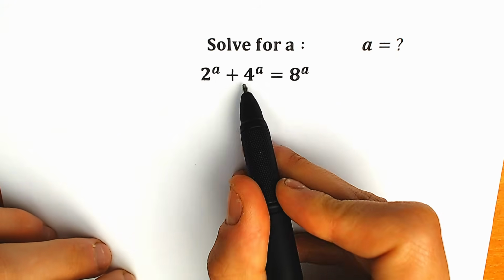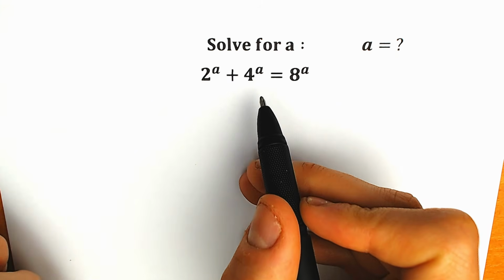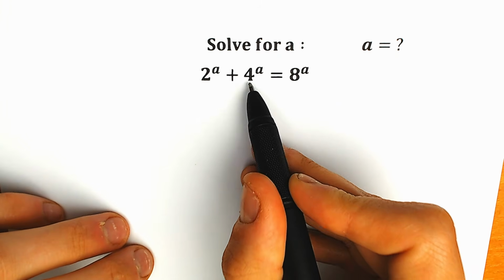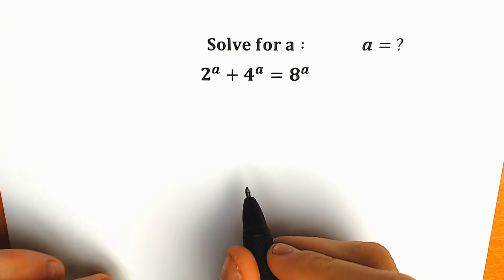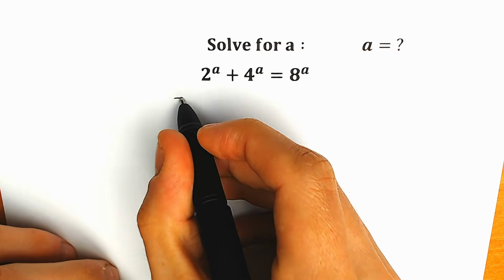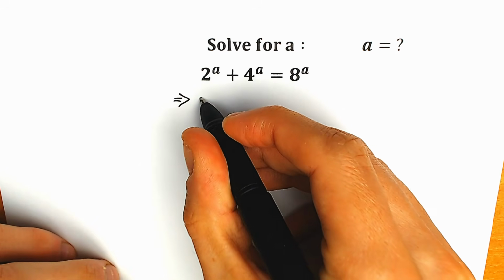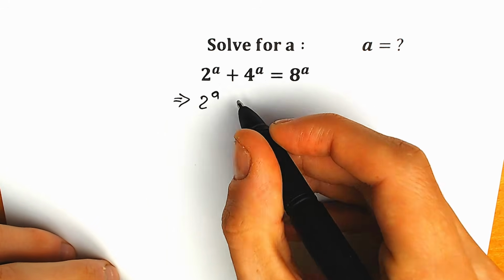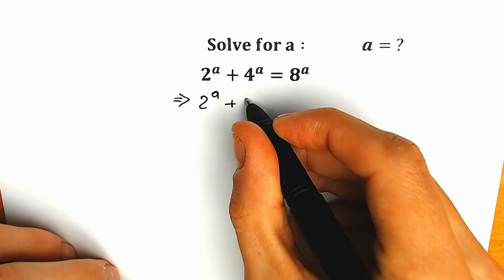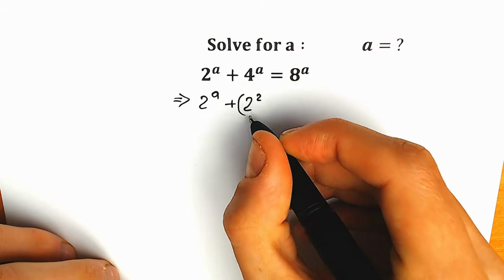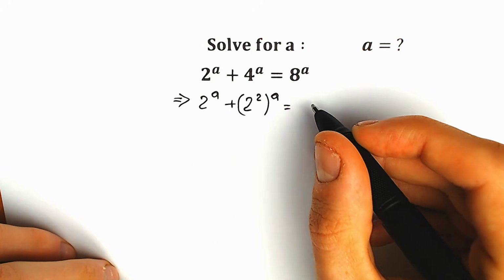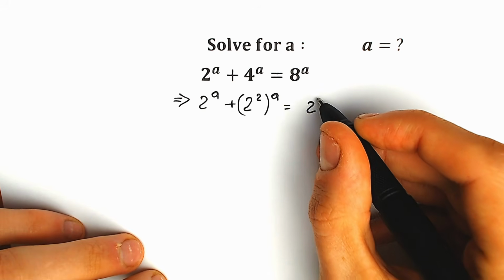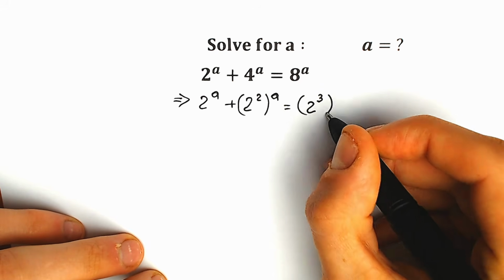First of all, 2, 4 and 8 are great numbers because, for example, 4 we can write as 2 square, 8 we can write as 2 cubed, so then we will have the same base. So let's start with this moment. So we have 2 to the a, we have 2 to the a, and instead of 4 we write 2 square. So 2 square to the power a equal to, instead of 8 we write 2 cube. So 2 cube to the power a.